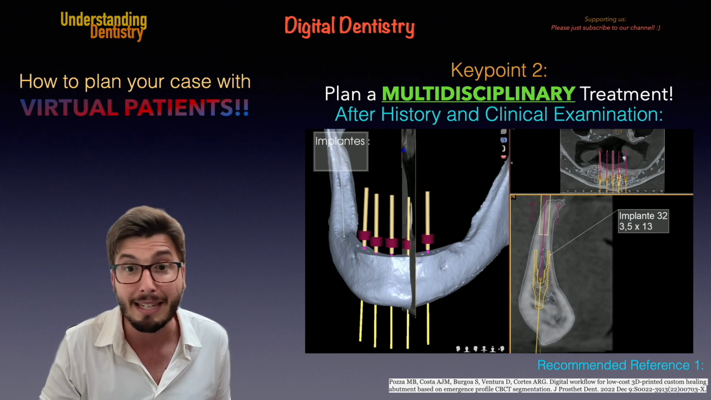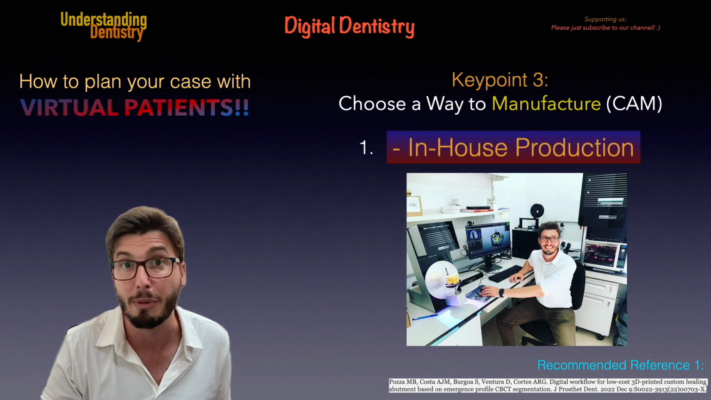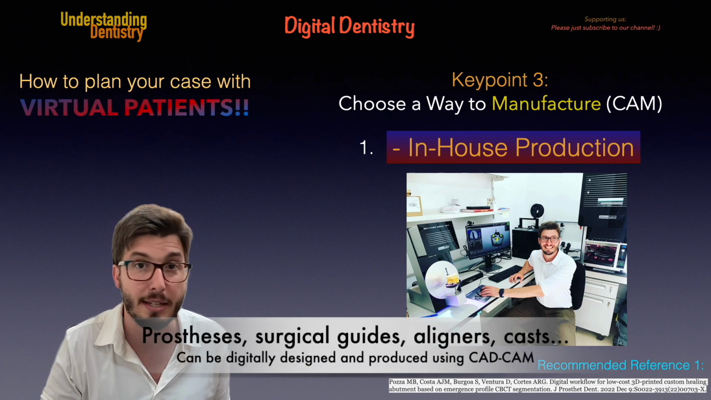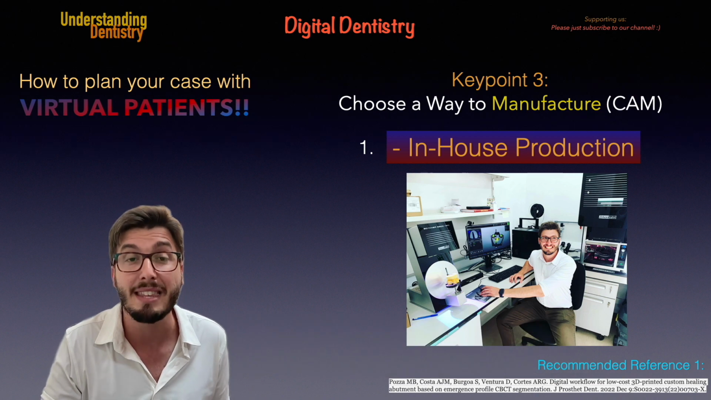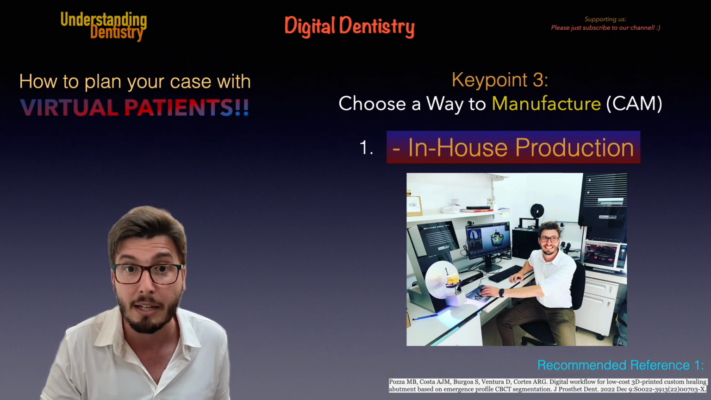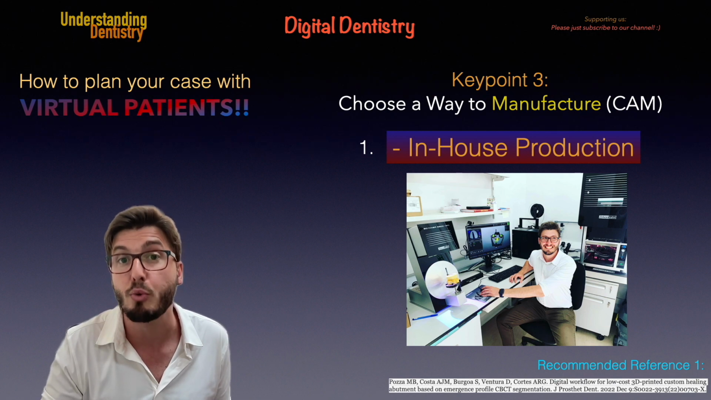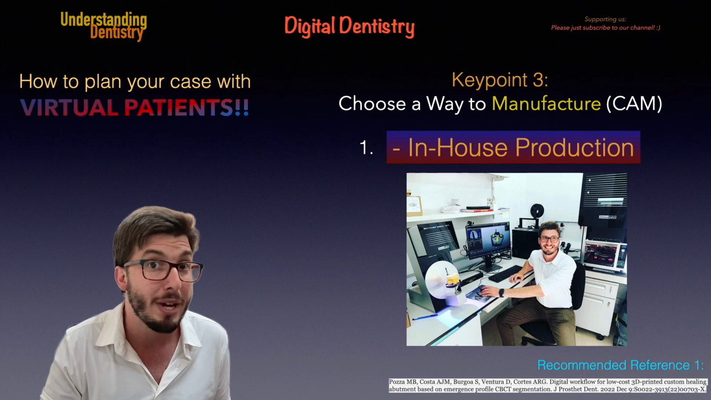Very good, and that leads us to the third key point, which is, of course, that we need to manufacture those objects that we designed. So those could be the prosthesis of the patient, some single crown, the surgical guide itself, orthodontic aligners, even dental casts if we need, customized abutments. So anything that we can design digitally, now we need to take out of the virtual world to rehabilitate this patient, okay? So now there are two ways of doing this.